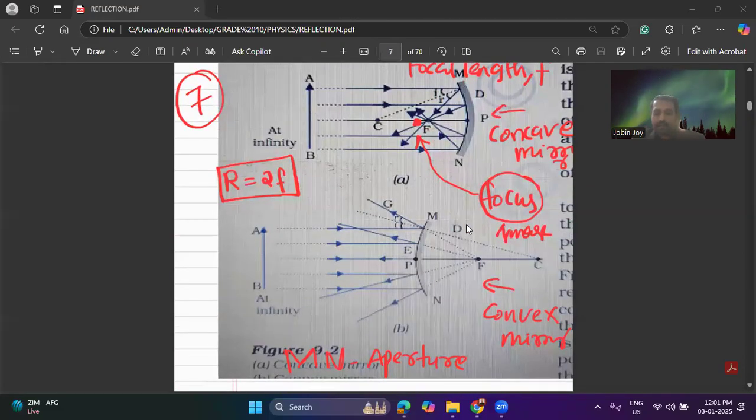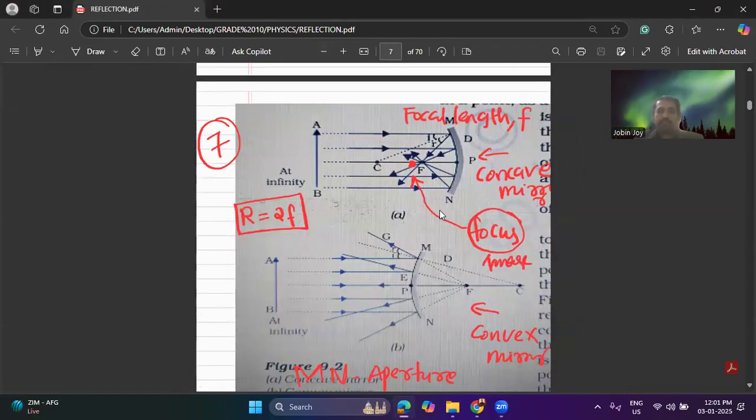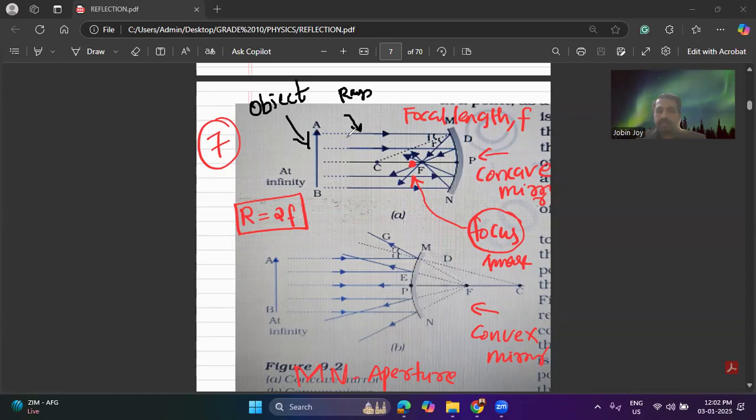Then coming to the next: if the object is at infinity. Here you can see this is the object, AB is the object. If the object is at infinity, here you can see these are the rays. These are the light rays coming from the object AB, and these rays are parallel to the principal axis. If the object is at infinity, this is very important.